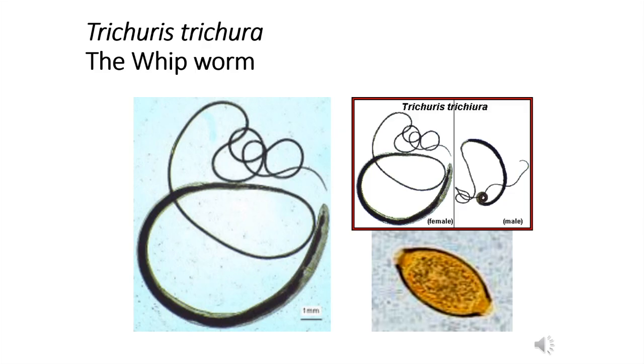Trichuris trichiura, the whipworm. It's so called because of its shape: 1/3 of it is thicker than the other 2/3, hence it looks like a whip, the whip with which they whip the horses that would be pulling on a carriage, and the characteristic egg, you see it there as well.